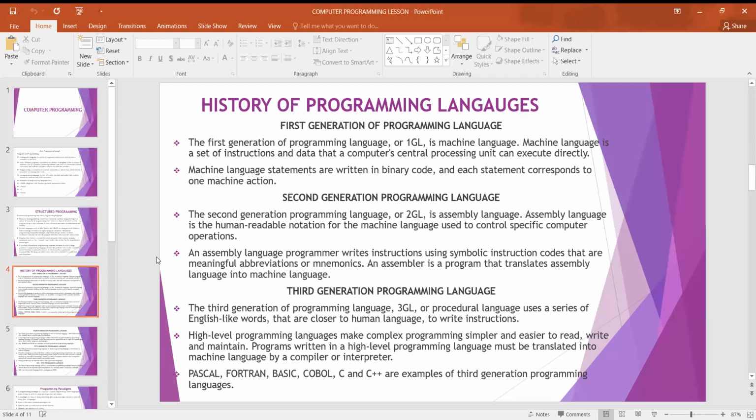Let us look at a brief history of programming languages. The first programming language that was developed is what we call the machine language. The machine language is actually the programming language which was next to the machine. When we say next to the machine, we mean that it was best understood.